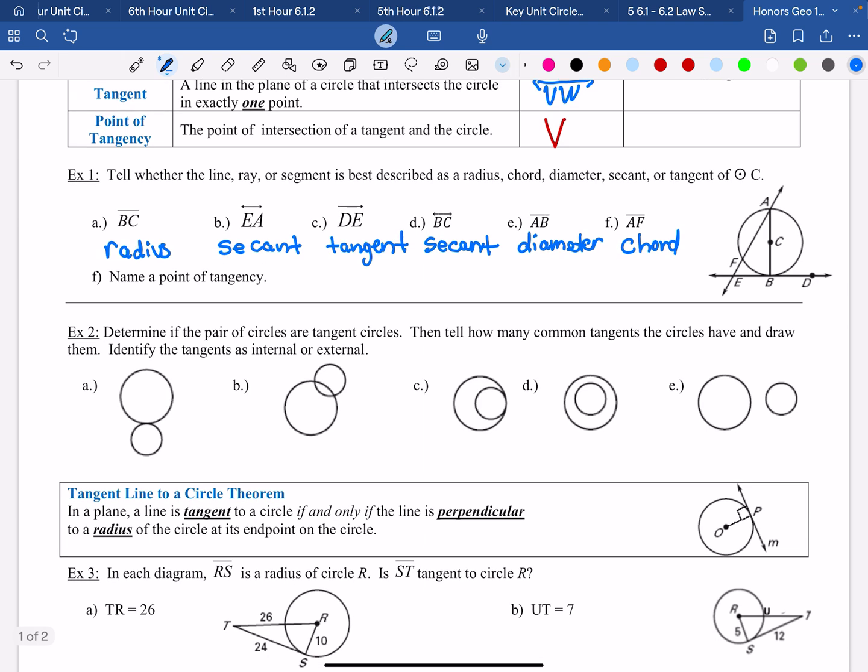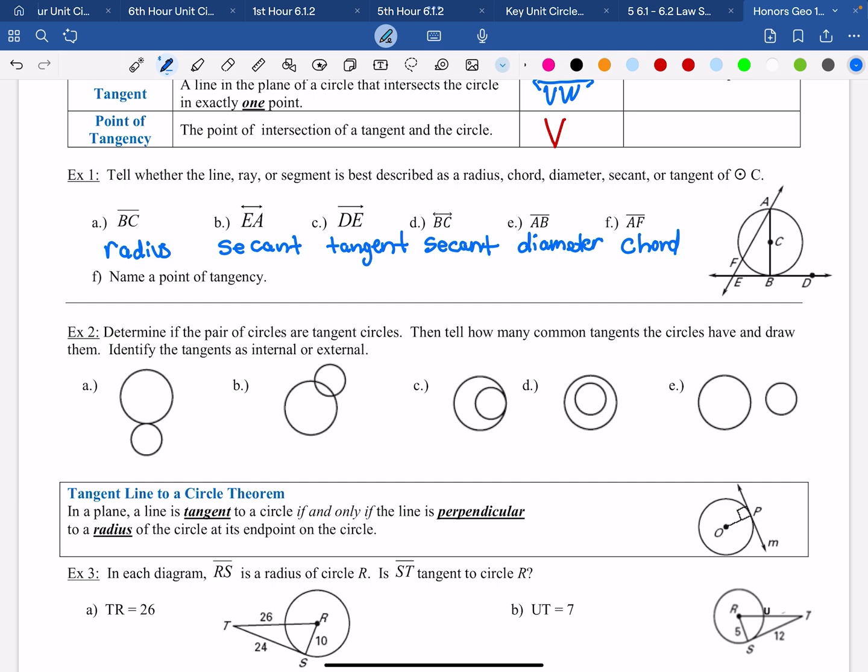So the next part is determining if the circles are tangent. What it means to be two circles that are tangent is, we can have a line, a ray, or a segment tangent to a circle, but also two circles can be tangent to each other. Remember, tangent means it touches in only one spot. So if you were to look at all of these, which ones do you think are tangent circles? I'm going to give you just a second to think about it. 5, 4, 3, 2, 1.